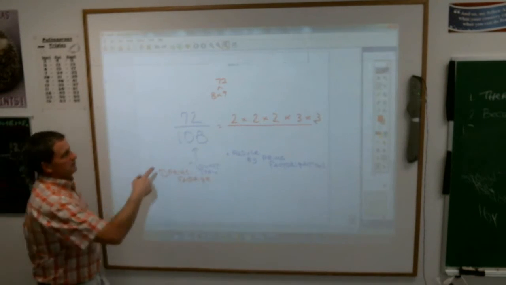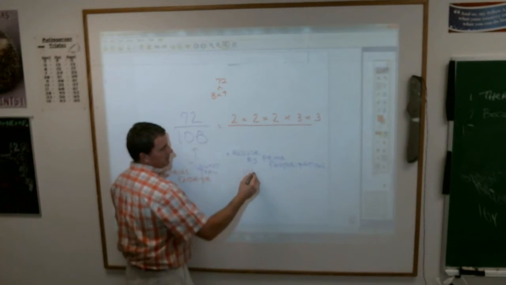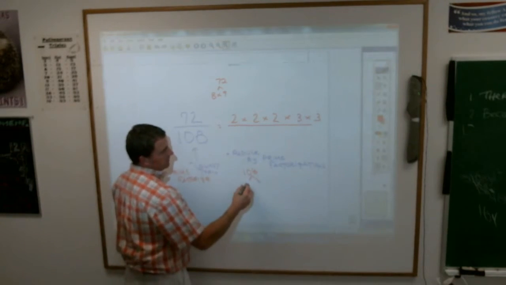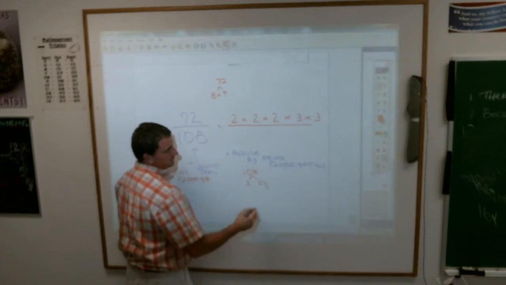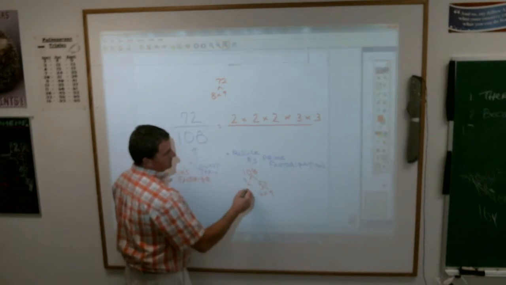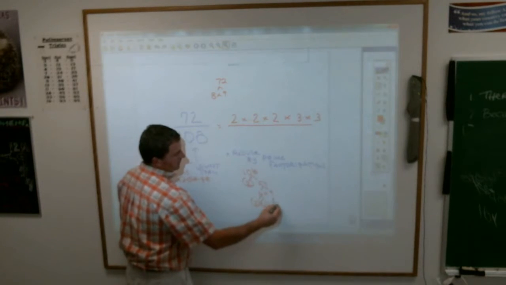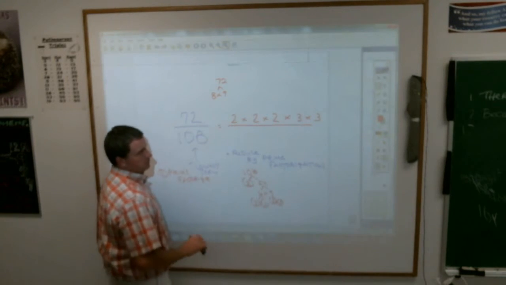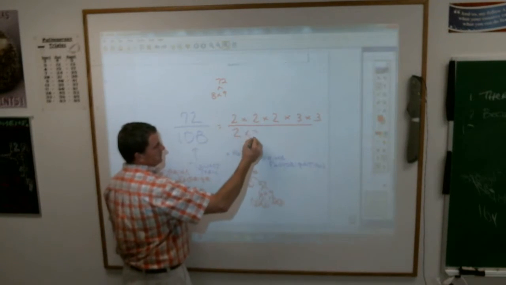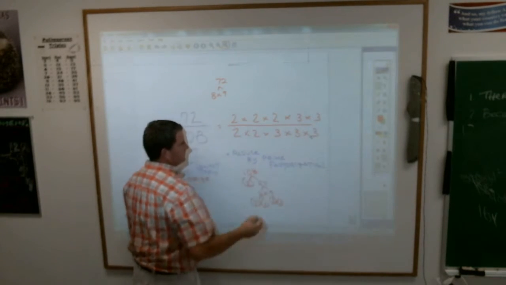No. Prime factorization of 108, let's do it right here. If you prime factorize 108, anybody? I guess 2 times 54. 54 is 6 times 9, and 6 is 2 times 3 and 9 is 3 times 3. Now this is one you don't want to put exponents on because you kind of want to look at these. So on the bottom, 108 equals 2 times 2 times 3 times 3 times 3.